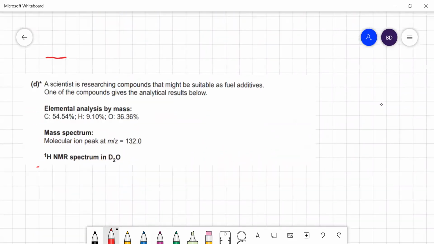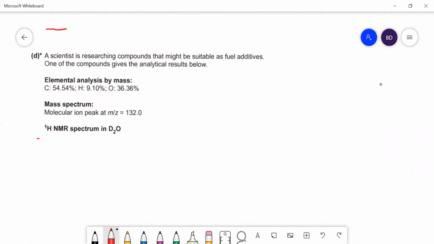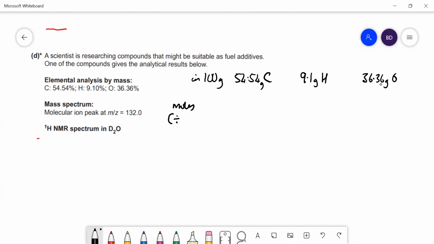Right. Here, you've got to work out the structure of this compound from the elemental analysis, from the mass spectrum, and the 1H spectrum. Okay, so let's work out the molecular formula first of all. So in 100 grams, we're going to have 54.54 grams of carbon, 9.1 grams of hydrogen, and 36.36 grams of oxygen.